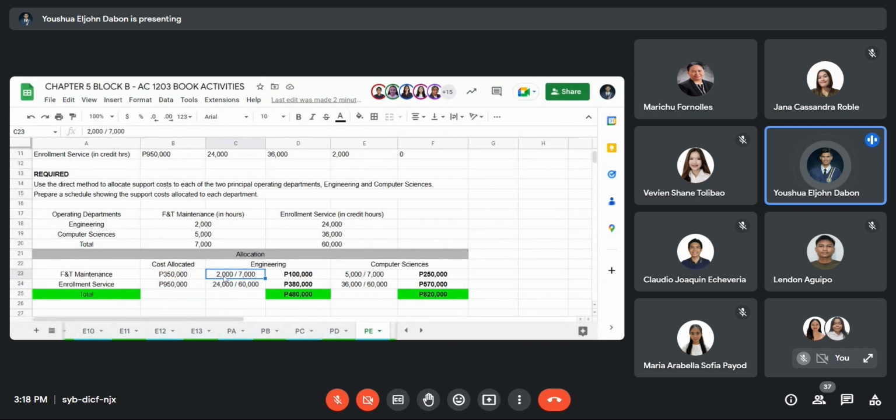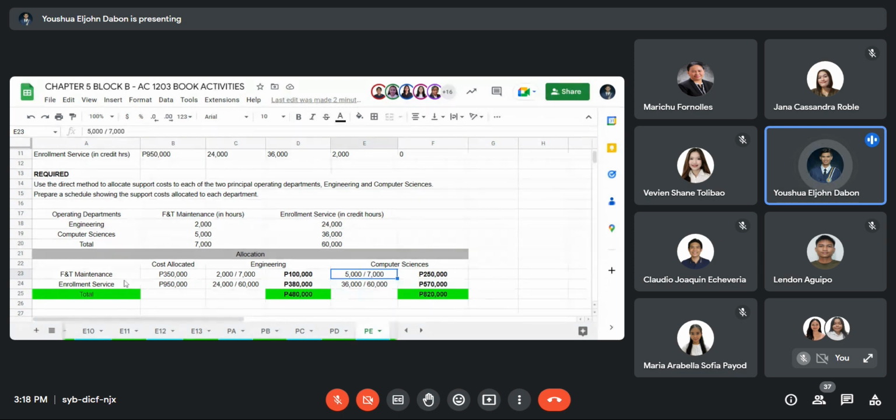So for engineering, it's 2,000 out of a total of 7,000. So you multiply 350,000 by this figure, 2,000 over 7,000, and you get 100,000. The same as well for computer sciences. 350,000 multiplied by 5,000 over 7,000, you get 250,000.